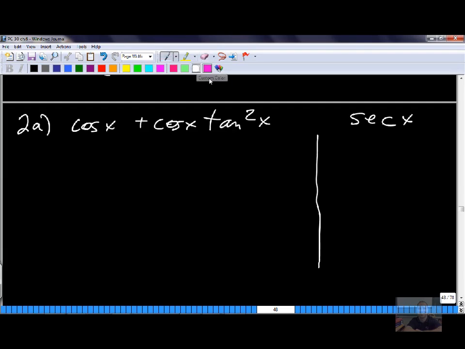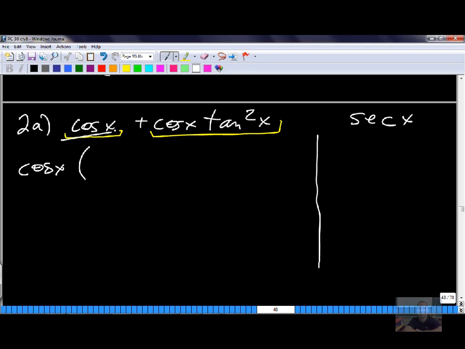I guess it wasn't a proof, really. So this one is a proof. It's saying use factoring to help prove. All right, so exact same situation. Do you see it? As the previous example, we have two terms, and there's a cos x as a common factor. So take cos x out.